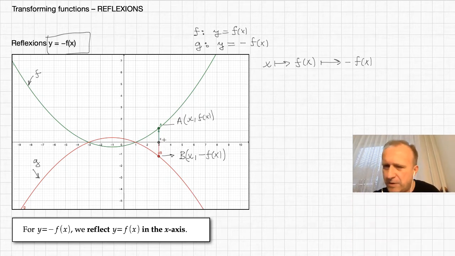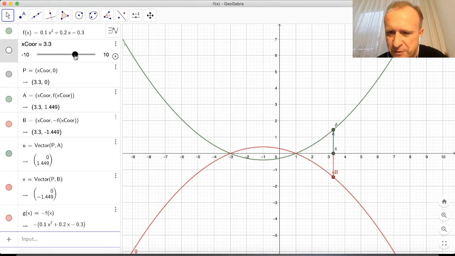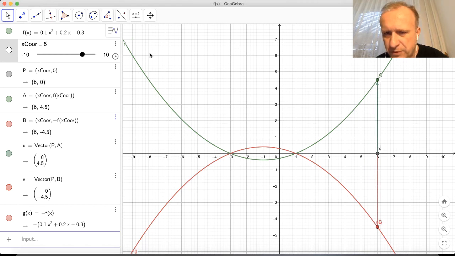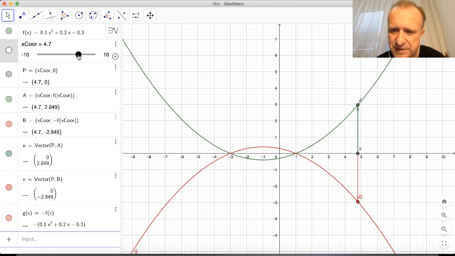Okay, so now let us see this in motion. Here is the model in GeoGebra. Now I can move the value of x, change it, and you see that as I move x, the point on the horizontal x-axis, also the point A moves on the graph of the original function, and so also does the point B move in accordance to this. And the distance between the axis and point A and axis and point B is always the same, so therefore this is really a reflection.